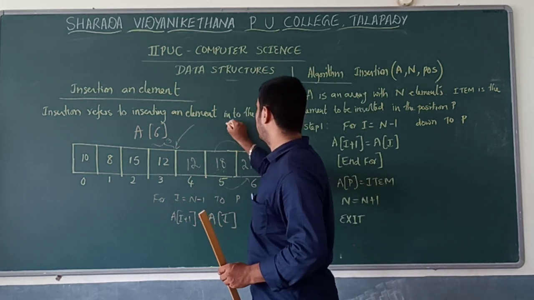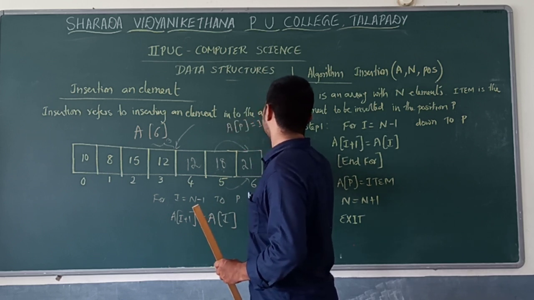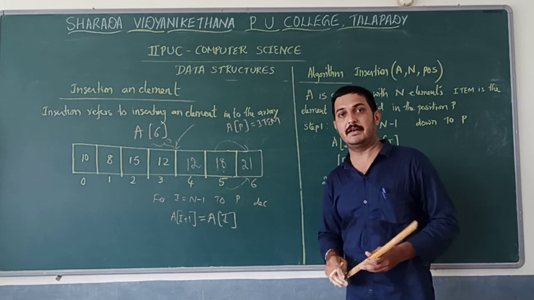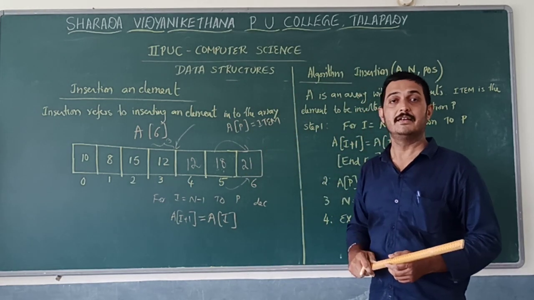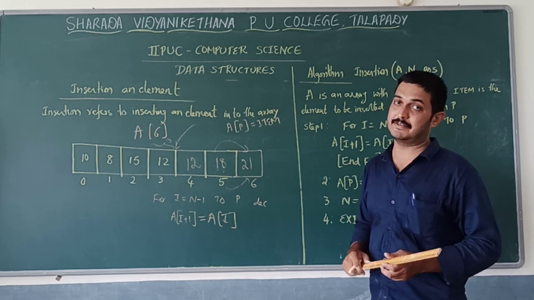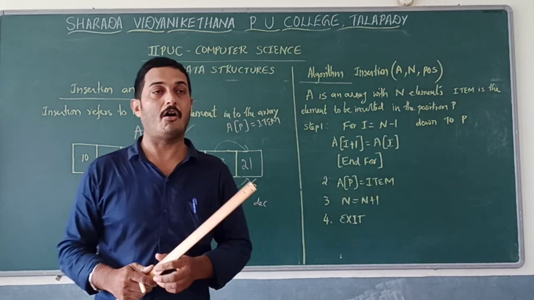That means A of P, or A of position, is equal to item. Item is the element to be inserted. Like this we can implement inserting an element to the list or to a particular location. And here we can implement the algorithm.